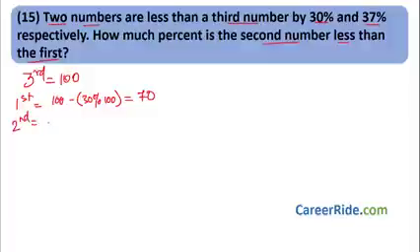Second number is 37% less. 100 minus 37% of 100, right? 37% of 100 would be nothing but 37, so 100 minus 37 is 63. So 63 is the second number, 70 is the first number, and the third number is 100.